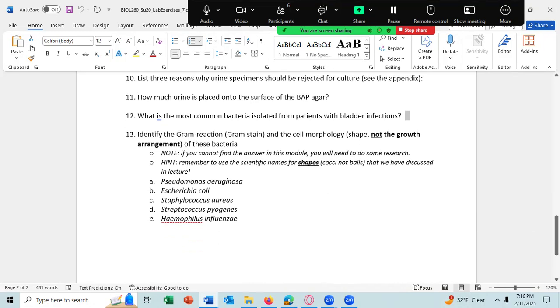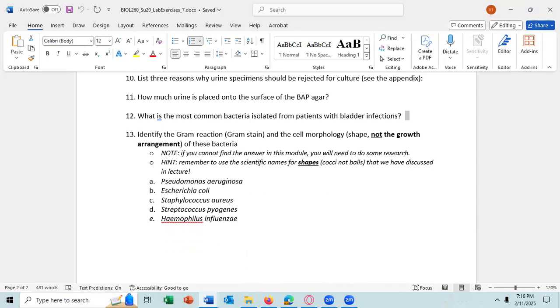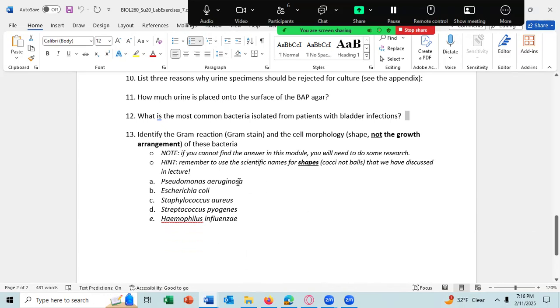And then 13, identify the Gram reaction, meaning what's the Gram stain, and the cell morphology. What is the shape? Do not give me the growth arrangement of these bacteria. So Pseudomonas aeruginosa, give me the gram stain and the shape. E. coli, the same. Staphylococcus aureus, Streptococcus pyogenes, and Haemophilus influenzae.